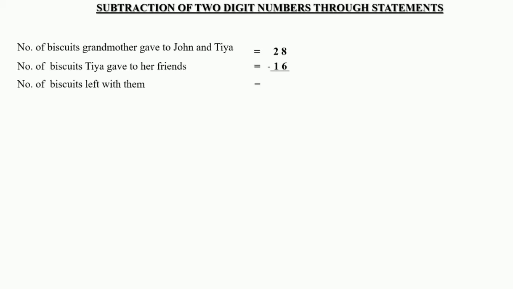8 minus 6 is equal to what? 8 minus 6 is equal to 2. So write down 2 below the ones column. Now we will subtract the tens column. 2 minus 1 is equal to what? 2 minus 1 is equal to 1. So we will write 1 at tens column. So the number of biscuits left with them is 12.